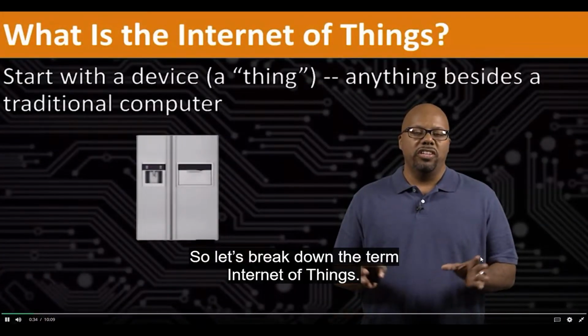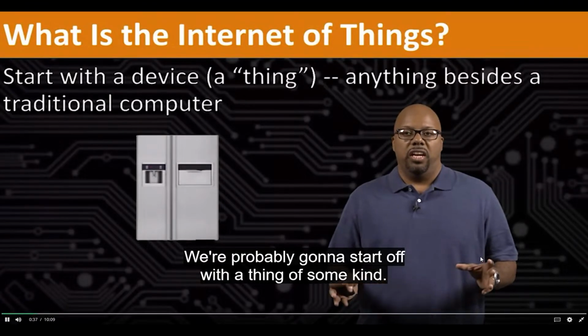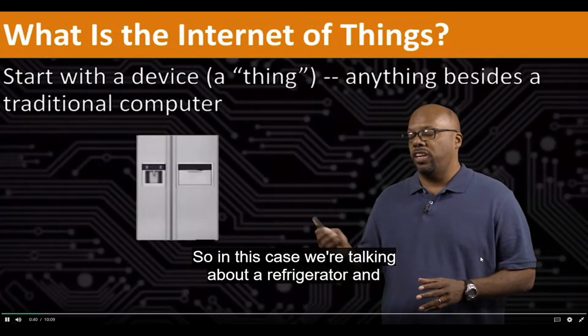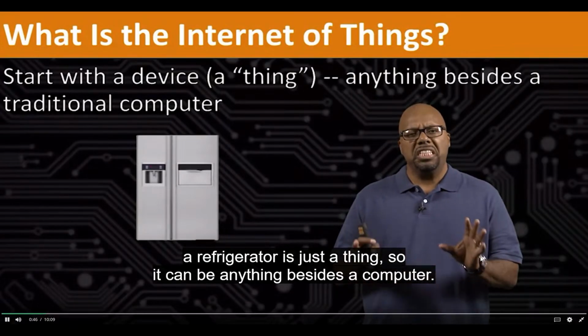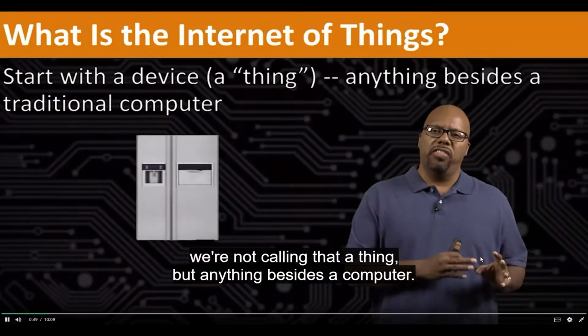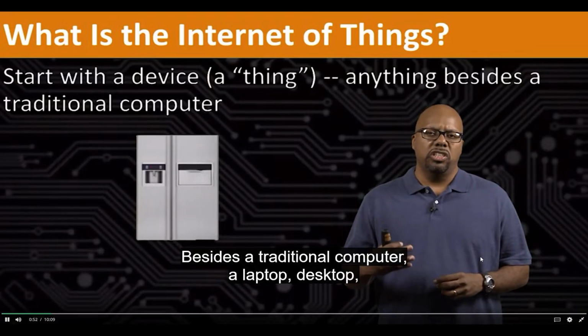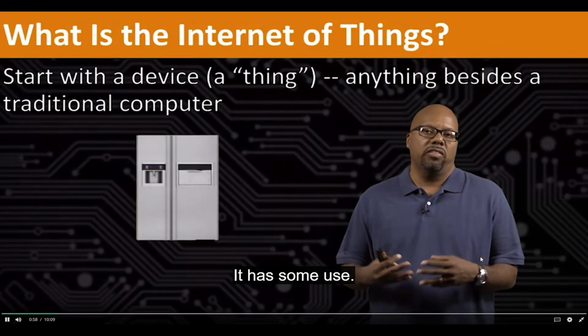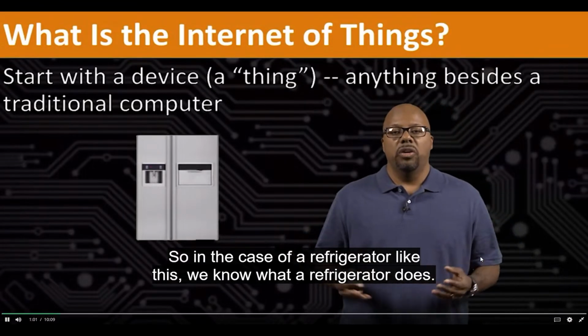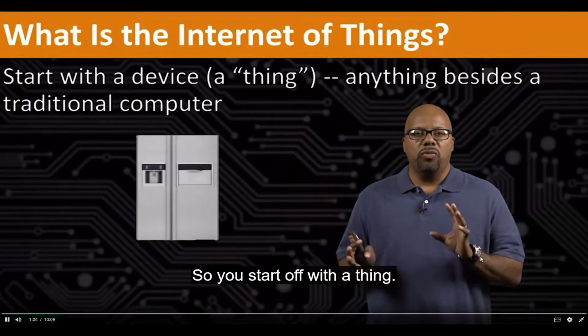So let's break down the term, Internet of Things. We're probably going to start off with a thing of some kind. So in this case, we're talking about a refrigerator. And a refrigerator is just a thing. So it can be anything besides a computer, right? If it's a computer, we're not calling that a thing. But anything besides a traditional computer, laptop, desktop, or server type of device, you'll call that a thing of some kind. And it has some features. It has some use. In the case of a refrigerator, we know what a refrigerator does. It keeps things cold, and so on. So you start off with a thing.